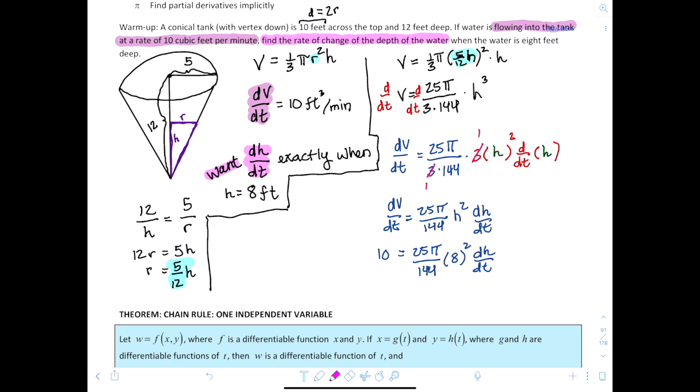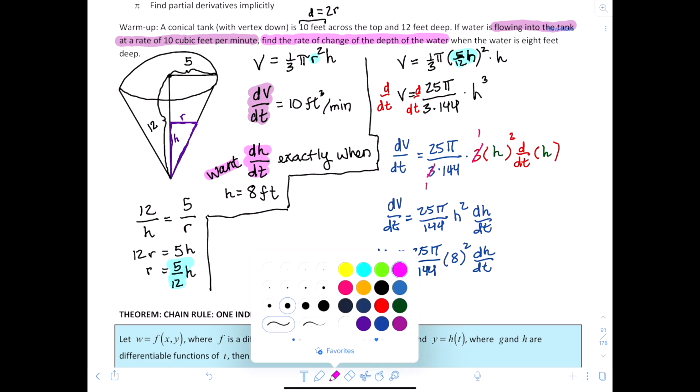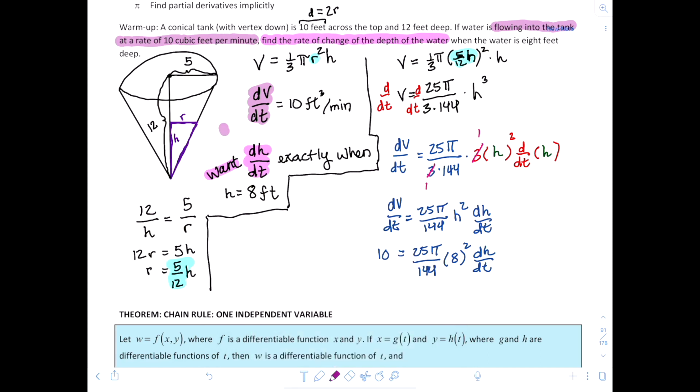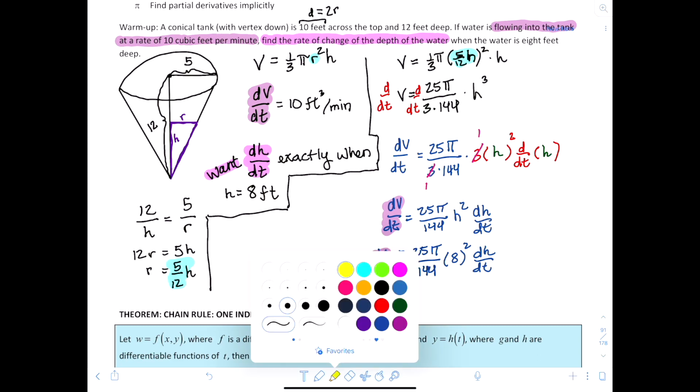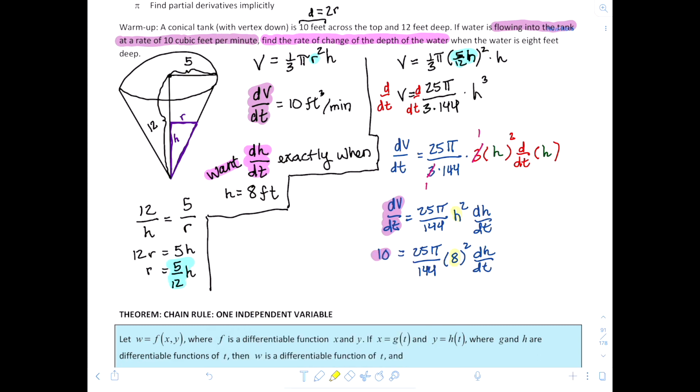So we were looking for dH/dt. We were given dV/dt, and then our H was 8 because of this line, when the water is 8 feet deep, right? Let's see what we got.